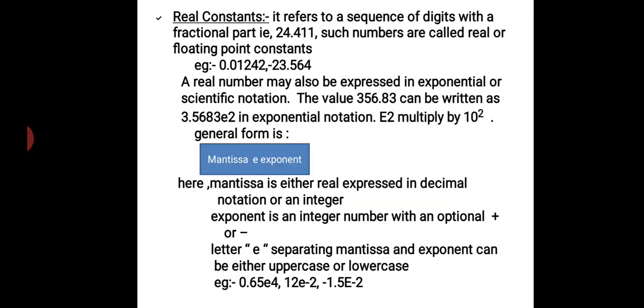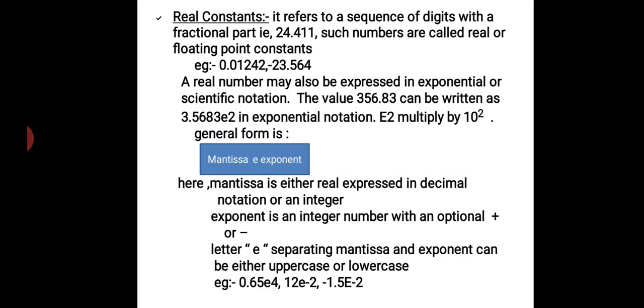Real constant. Real in the sense a decimal point. It refers to a sequence of digits with a fractional part, that is, 24.411. It is a real constant. Such numbers are called real or floating point constants. For example, 0.012242, minus 23.564. These are examples of real constants.